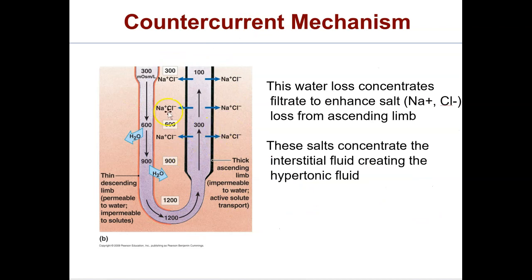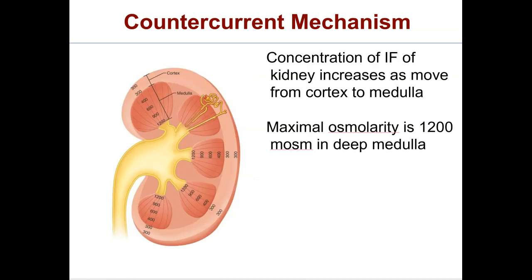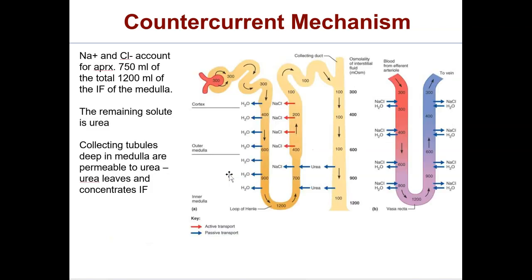And so as we said, as the water leaves, it concentrates it to help the salts leave and create this hypertonic medulla. So if we look at the kidney, notice out in the cortex, and we're looking at the interstitial fluid, we have it around 300, but all the way down close to that minor calyx, it's 1200. And this is because of the countercurrent mechanism. So its job is to create that hypertonic medulla.